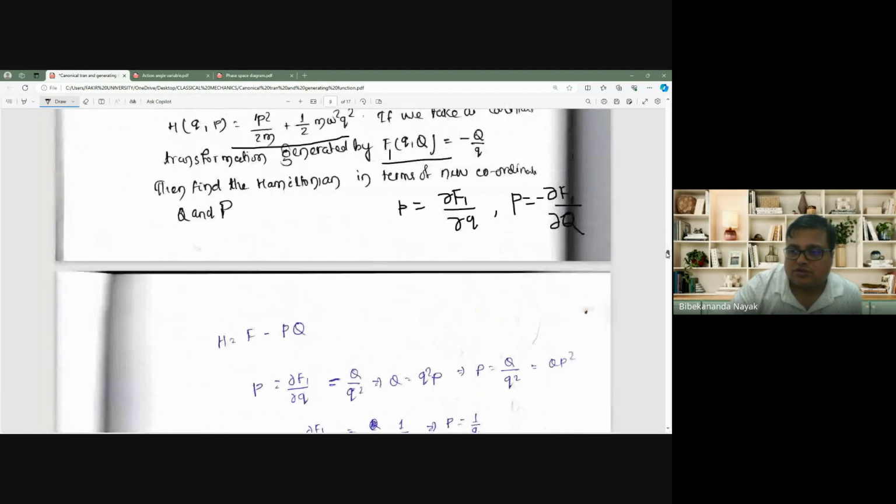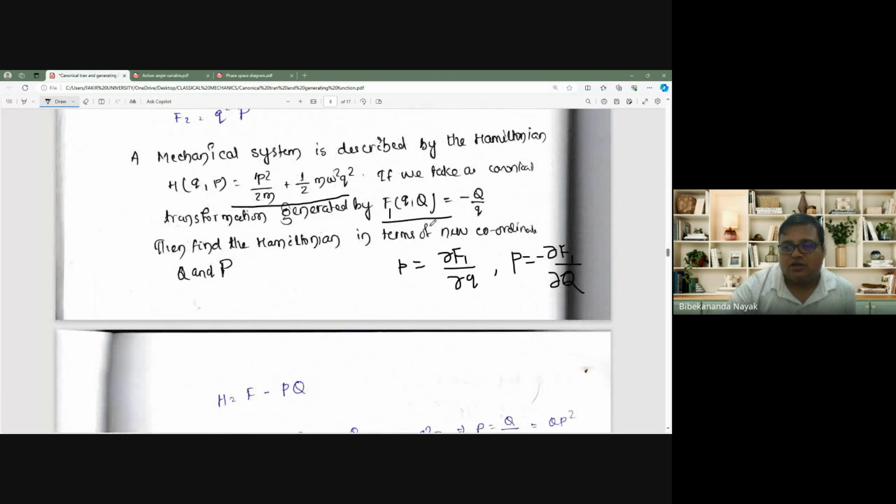Use these two formulas, then calculate small p. Tell me, what is the value of small p from this equation? Take the derivative with respect to q.